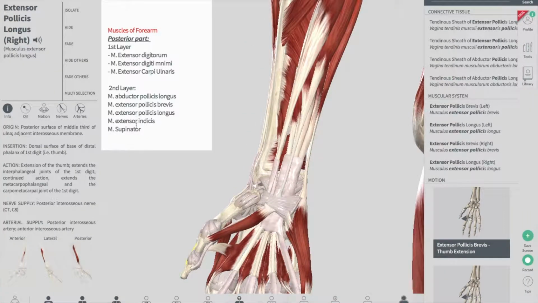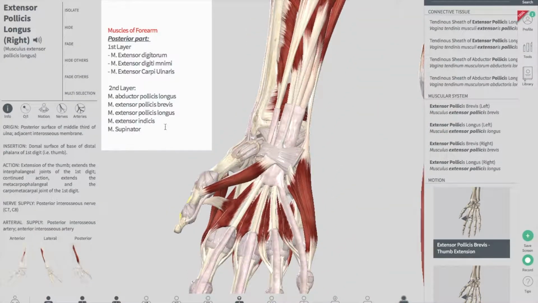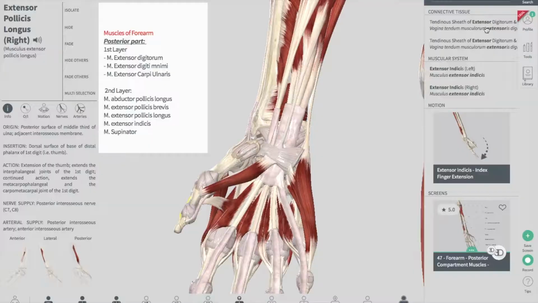And then we have the extensor indicis. It's going to be the finger you use to point with. Let's go ahead and search for that one as well. Extensor indicis.